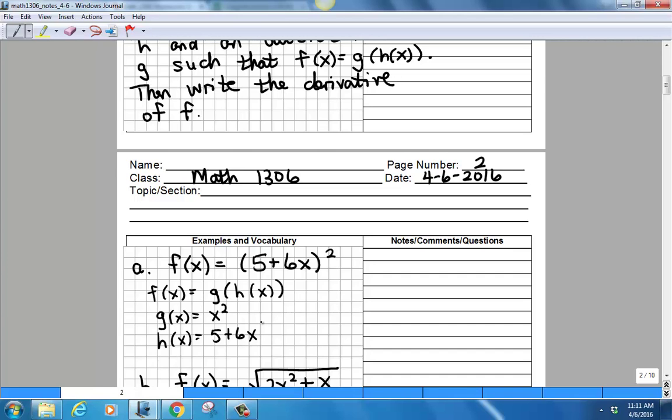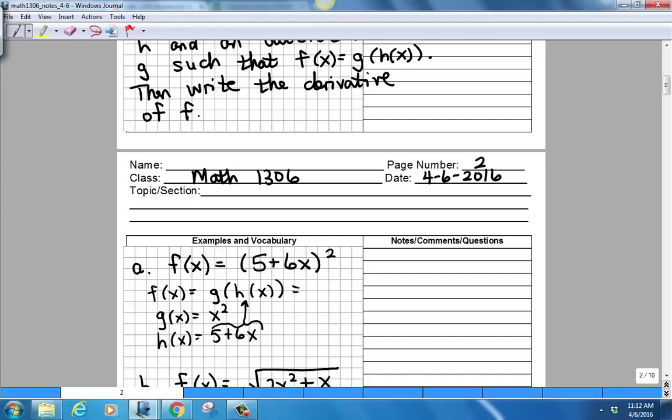So now what does it mean when I write down g of h of x? That means I'm going to take my formula for h of x, right? And I'm going to plug that in to the formula for g. Okay? So let's see. What happens when I do that? So what's the formula for h of x? It's 5 plus 6x, right? And now I'm going to plug that in to my formula for g. Okay?